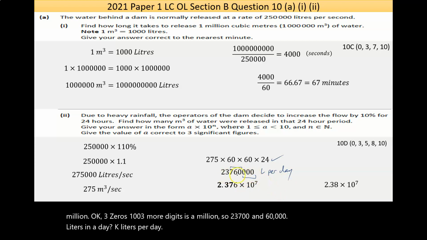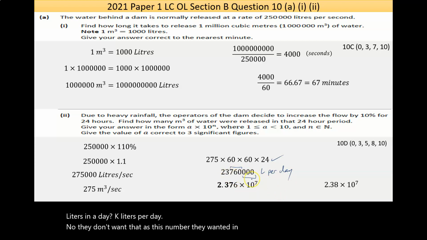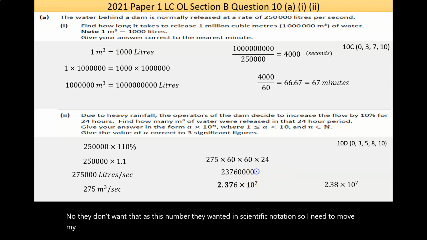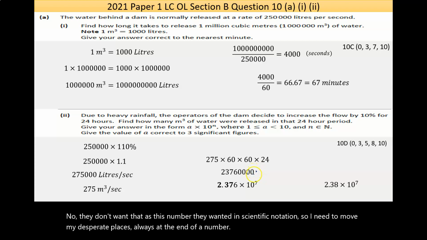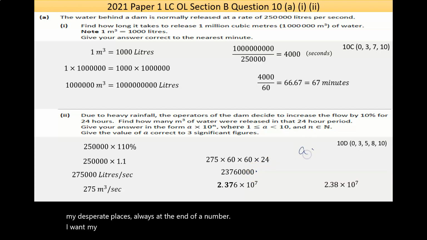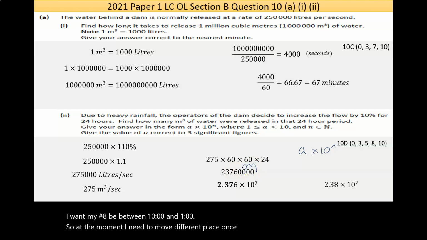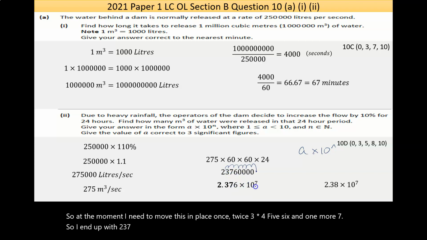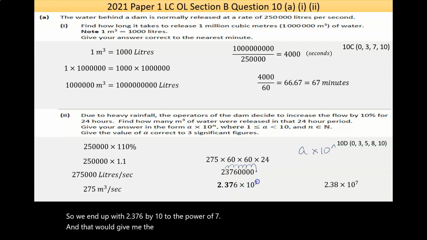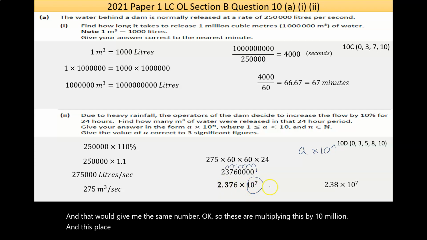Now, they don't want that as this number. They want it in scientific notation. So I need to move my decimal place, which is always at the end of a number. I want my number A to be between 1 and 10. So at the moment, I need to move the decimal place once, twice, 3 times, 4, 5, 6, and 1 more, 7. So I end up with 2.376 by 10 to the power of 7. And that would give me the same number. So basically I'm multiplying this by 10 million, and the decimal place moves 7 times back this way.